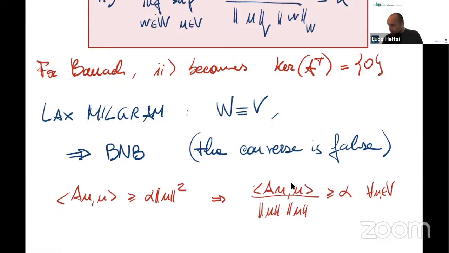Okay, so it's not as trivial as I wrote it here, because then you have to replace U with V and so on and so forth, but it's quite simple to show that this is the case. It comes for free from the fact that A is bounding if you have an ellipticity property, and also that A transpose is bounding if you have the ellipticity property.